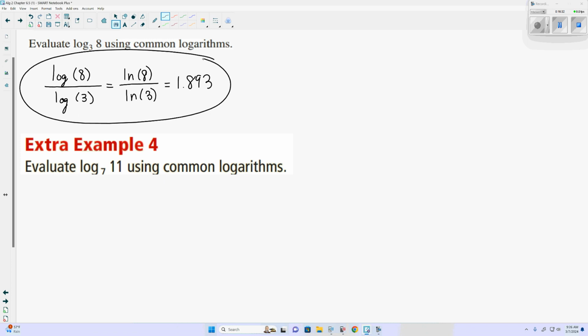Question? We like this? I mean, it's not too much to it. How about the next one? What would it be? Log of 11 over log of 7. Because we could say the natural log of 11 over the natural log of 7. And we can plug it into the calculator.